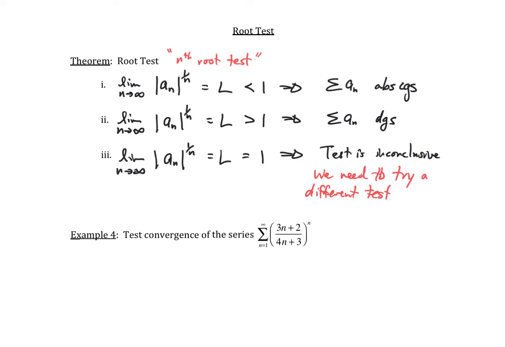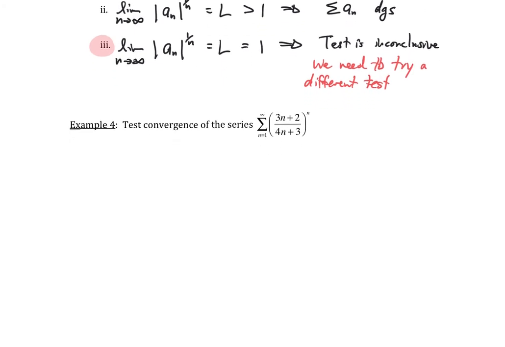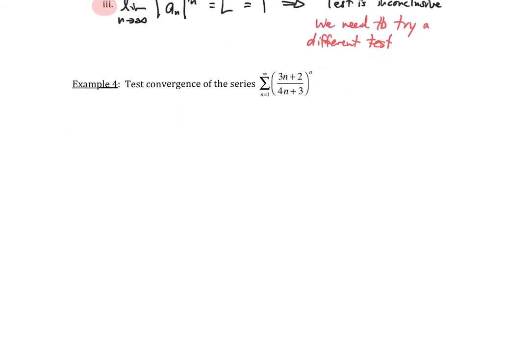Just like with the ratio test, the test is super powerful in that it tells you about absolute convergence, but it's got this glaring weakness of having an inconclusive case. So let's take a look at example 4.